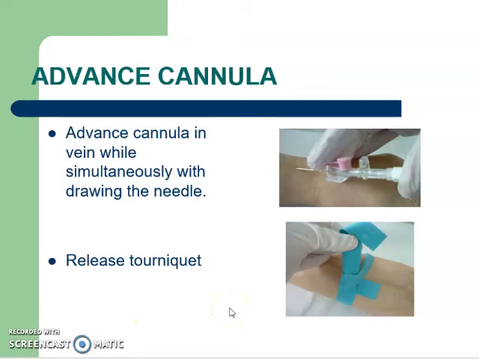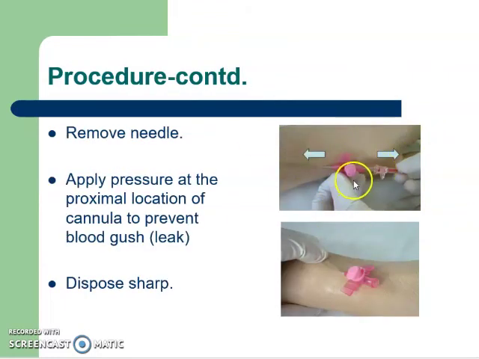Now, while advancing the cannula with the other hand, you start pulling the stylet of the cannula outside, and then you attach the flush syringe to the cannula, and after that you release the tourniquet. Now this is just showing you the direction. The cannula has to be sleeved inside, and the stylet has to be removed.